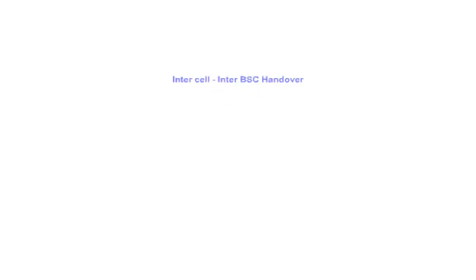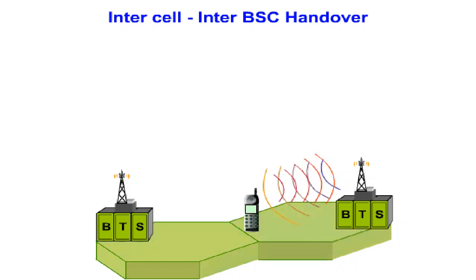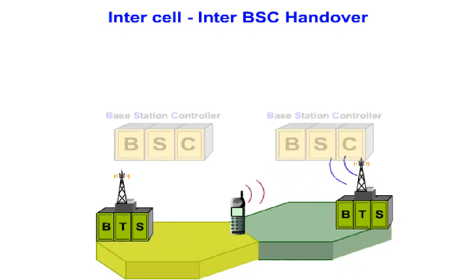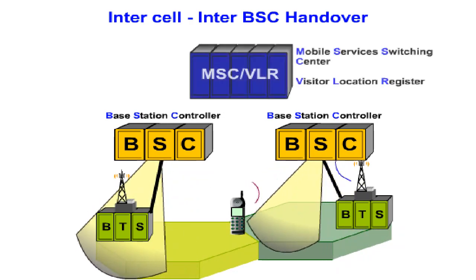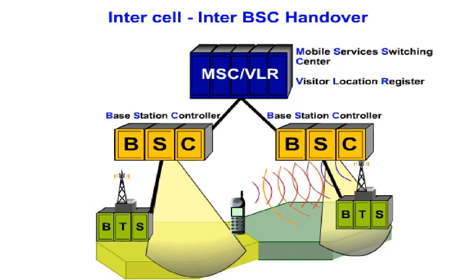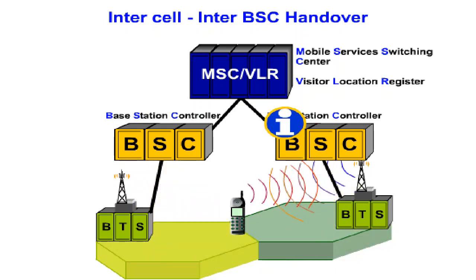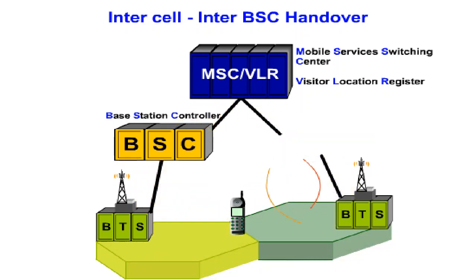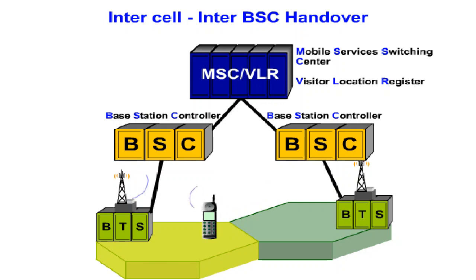We refer to an inter-cell inter-BSC handover when a mobile user moves from one cell to a neighbouring cell that's controlled by a different BSC, with both BSCs being supervised by the same MSC. This type of handover is carried out by the operating MSC, but the decision about the handover is made by the old BSC. The connection to the old BSC area is only interrupted when the new connection has been successfully established.